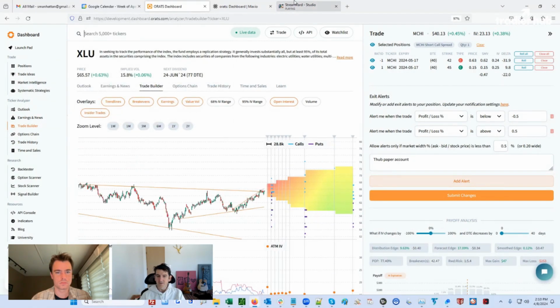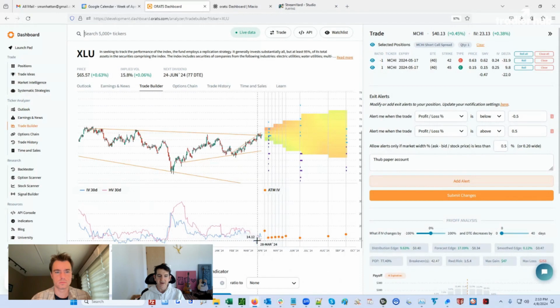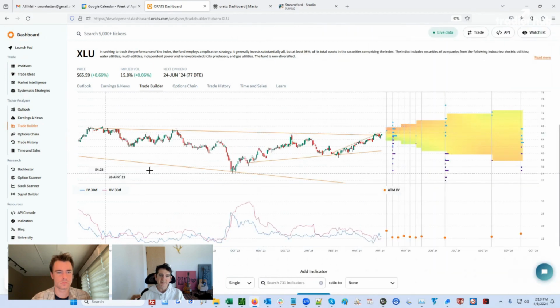So XLU is not like MCHI. It's pretty much fairly valued. So I don't want to be selling a lot of vol. So the trade that I'm thinking about for this is buying an out of the money and selling one closer to the money, and buying the one out of the money that's farther away from the money. Hopefully that makes sense.